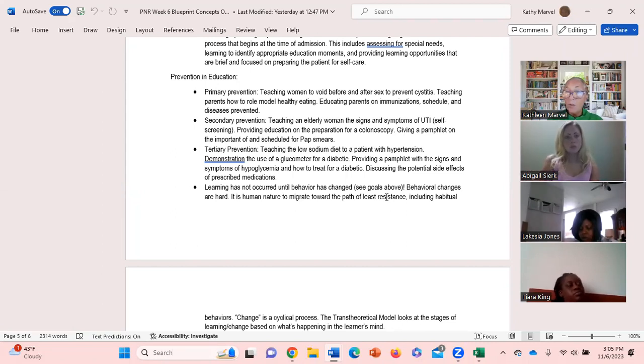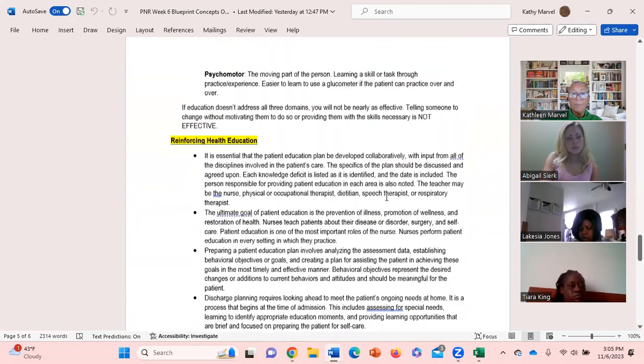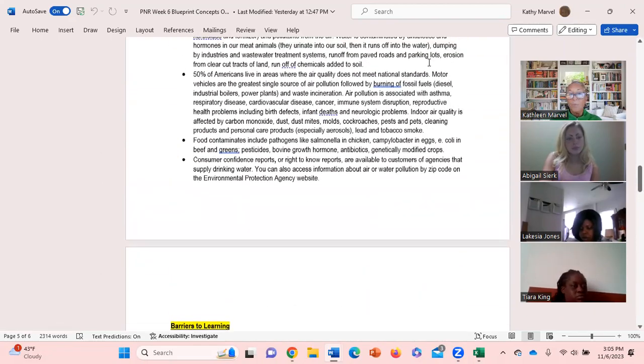So if a patient starts a new medication and you're the nurse doing the home health visit, reviewing the medication, reviewing the potential side effects, and what to report. So those are the four concepts.